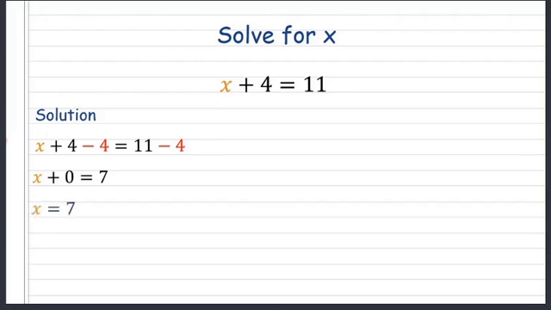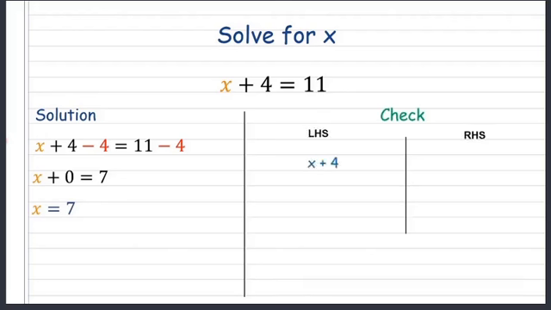You can also check if your answer is correct, and we do that by solving for the left hand side and the right hand side. On the left hand side we have the expression x plus 4, and to check it we will substitute in our value for x. When you substitute a value in for x or any variable, you're basically taking the number and putting it in place of the variable. When you substitute, you should always put it in parentheses or brackets, and that gives us 7 plus 4, and that equals 11.